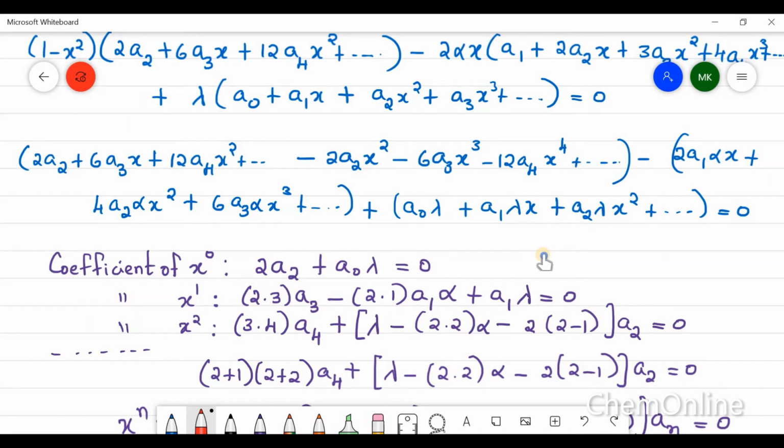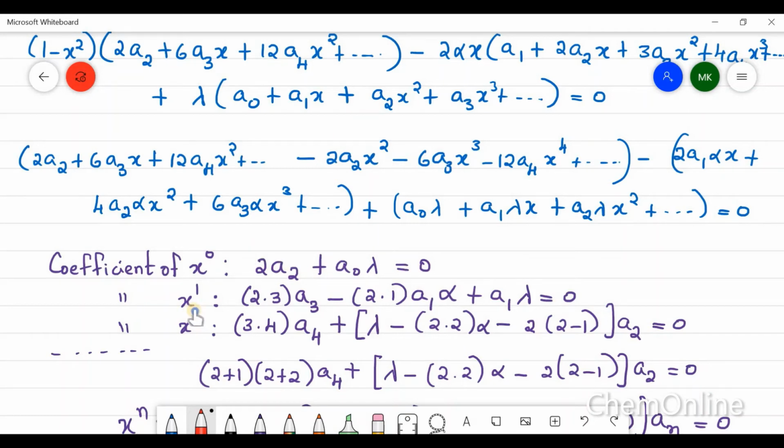And now we have to equate the coefficients of each power of x to 0. So first consider the coefficient of x raised to 0. X raised to 0 means 1. That is, pick out the coefficients in which there is no x term. So first one is 2a2. There is no x here. And then another term that does not contain x is a0 lambda. So you can write 2a2 plus a0 lambda equals 0.